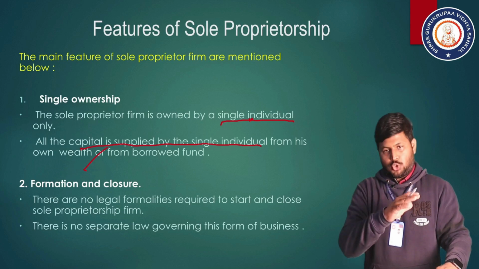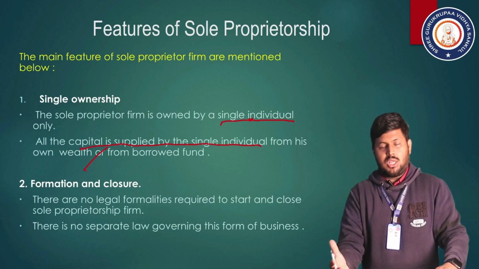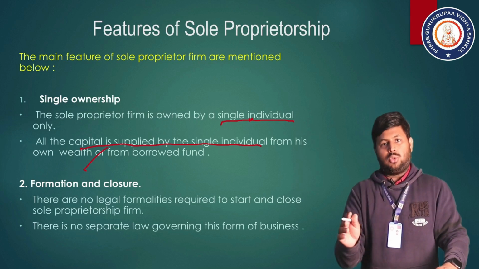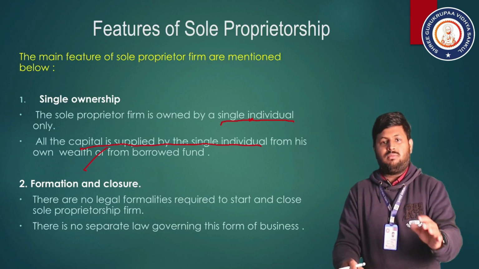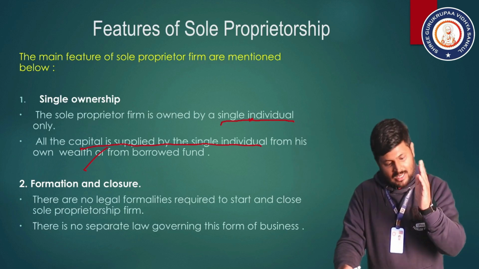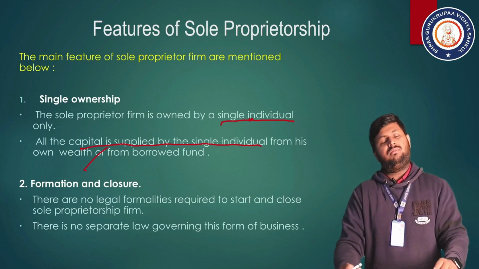If you are seeing that there is no profit in it, you are suffering from loss, and if you want to close down the business, there is no legal compulsion. You can easily close down. There is no requirement to inform someone or anything like that. You can easily start the business and even close the business very easily.